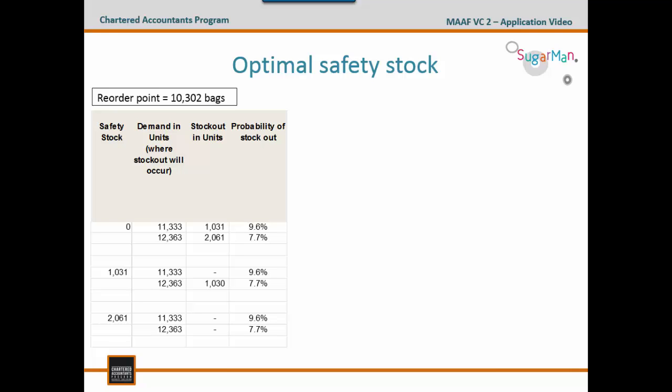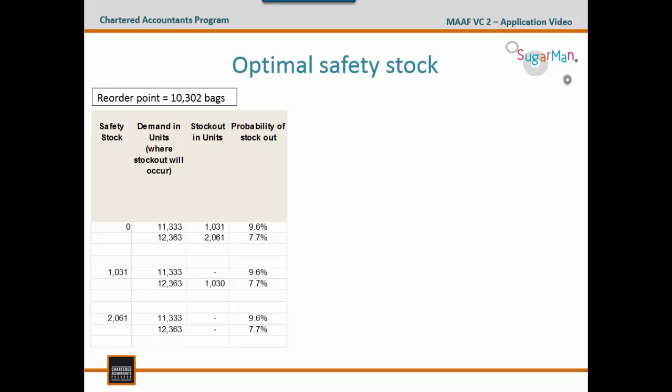That was step one. So we will do our calculation based on 3 levels of safety stock. If we held no safety stock, if we held enough safety stock to cover a 10% increase in demand, i.e. 1,031 units, or if we held enough safety stock to cover a 20% increase in demand, which is 2,061 units. This is step 2. We would look at the level of demand over the period of the lead time to determine the demand levels where a stockout will occur. This is the second column shown.